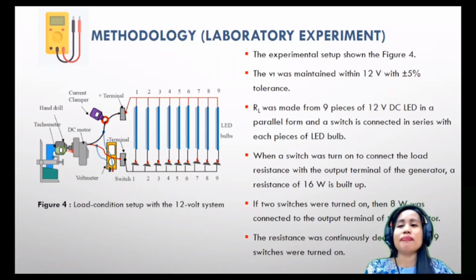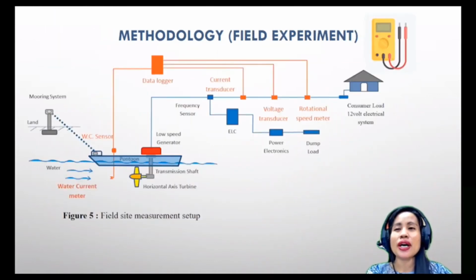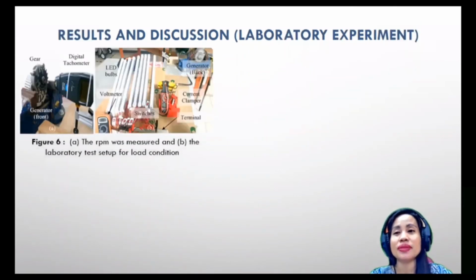So 9 measurements were recorded and repeated 3 times. So the HAHT system was fabricated and deployed at Sungai Sarawak Kiri, Sarawak. The experiment was observed under flow condition of 1.2 meter per second. The real-time operation was measured and recorded by a data logger, filtered, and then underwent data treatment.